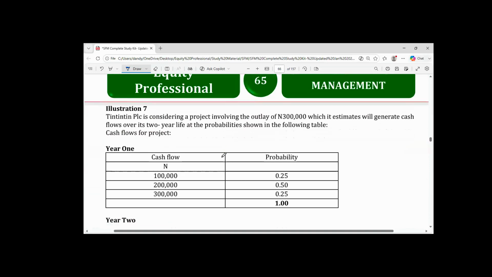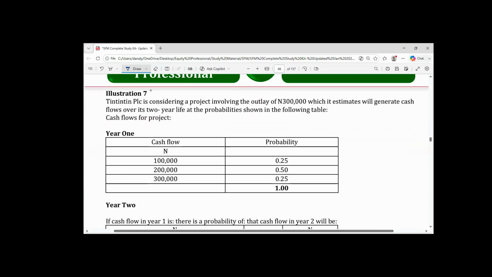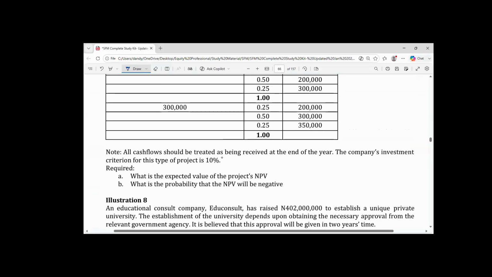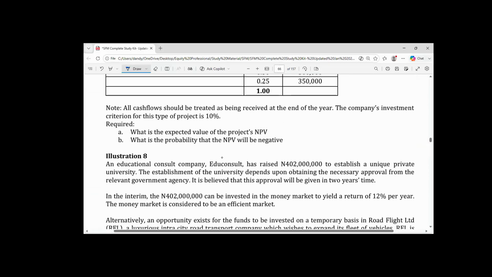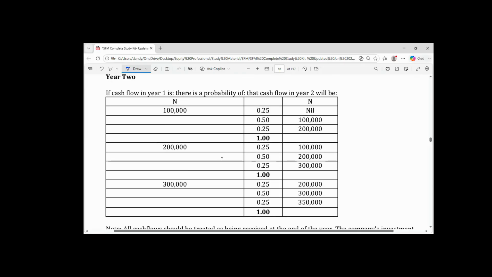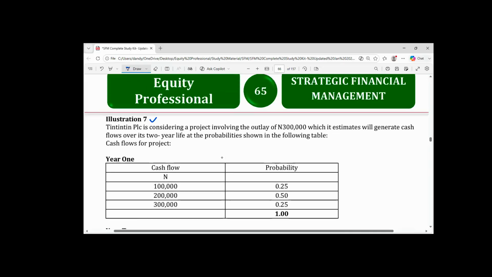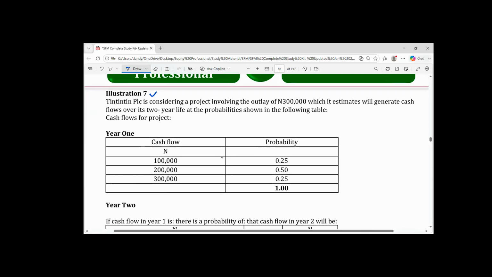Because of time, let's solve this illustration number 7. I would have loved to solve number 8, but that one will take my time. Let me see what I can do about that one. Possibly I will solve it, do a video, then we share. But let's solve number 7. It will be faster. We don't have much time left.